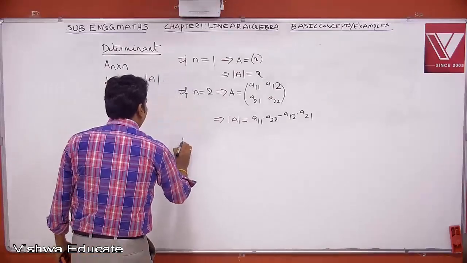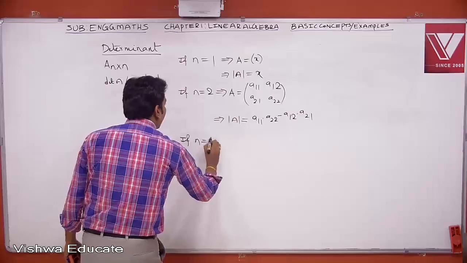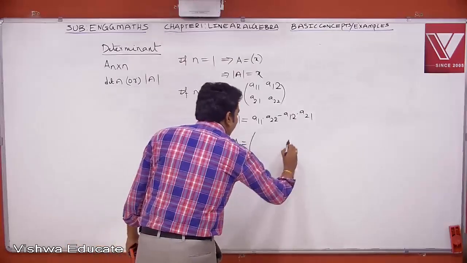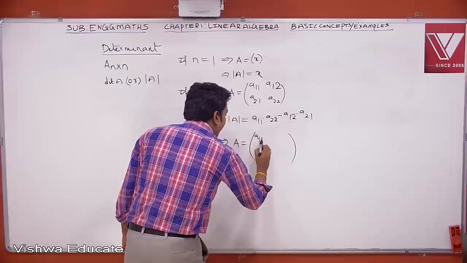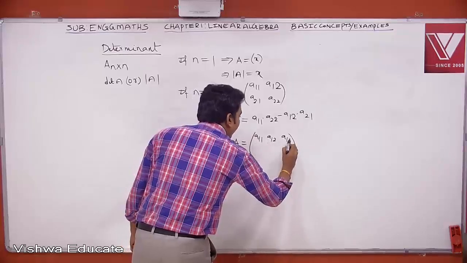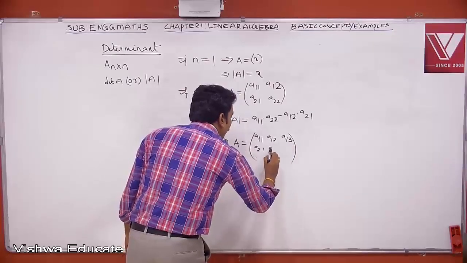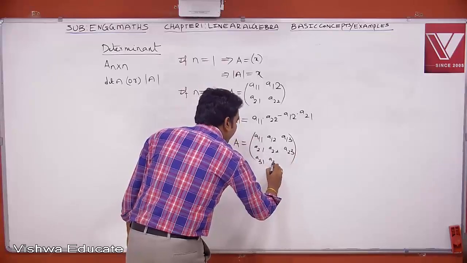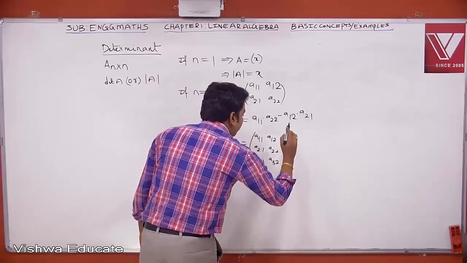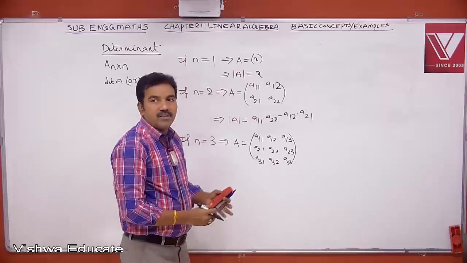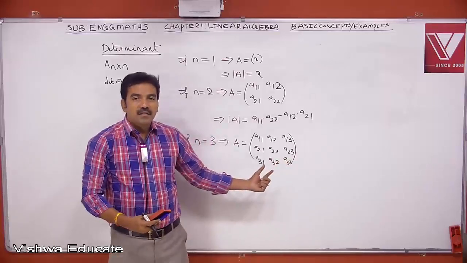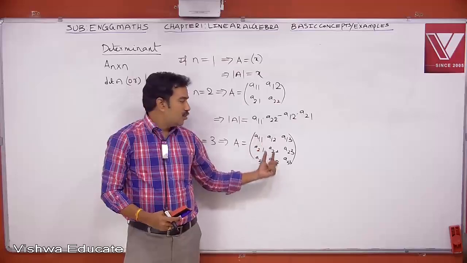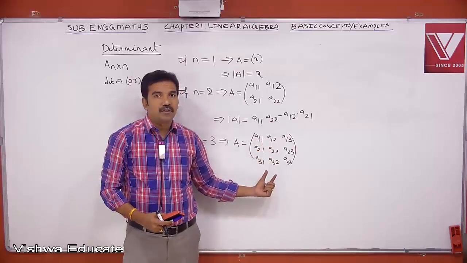Suppose n equals 3, then I am dealing with a 3 by 3 matrix. So I am going to write a general 3 by 3 matrix: A11, A12, A13, A21, A22, A23, A31, A32, A33. Now in this context, we have 3 rows and 3 columns. We can expand the determinant of this square matrix in 6 different ways.